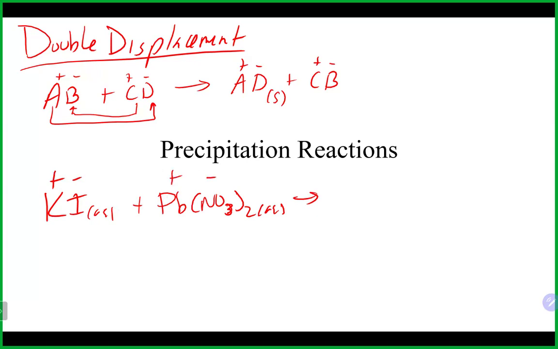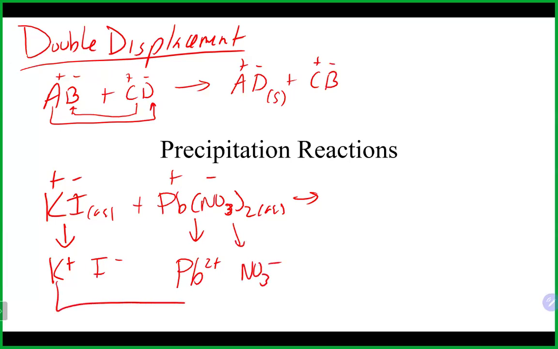Again, this is a double displacement reaction. These two basically switch partners. The basic units of this ionic compound are a potassium ion and an iodide ion. The basic ions of this one are lead with a +2 charge and nitrate. They just switch partners as they're swimming around in the solution, and we get KNO3 here, and we get PbI2, which is our solid and our precipitate.